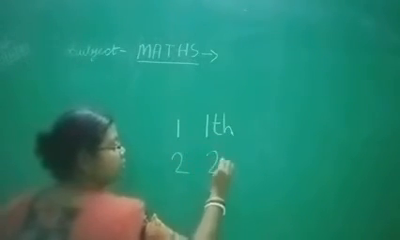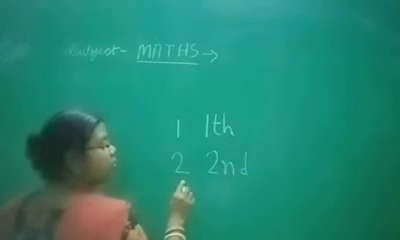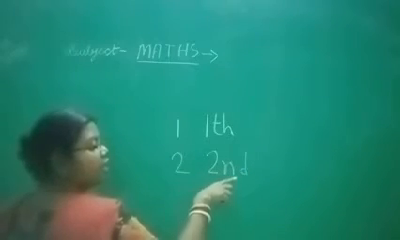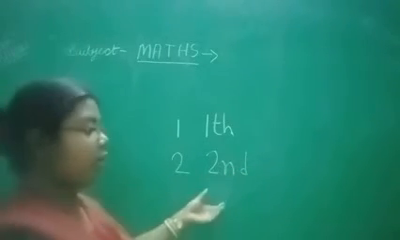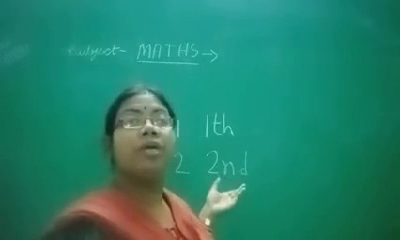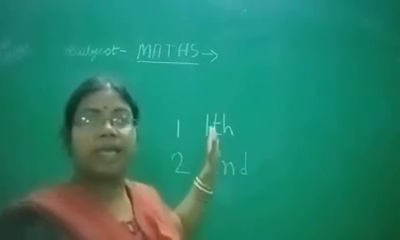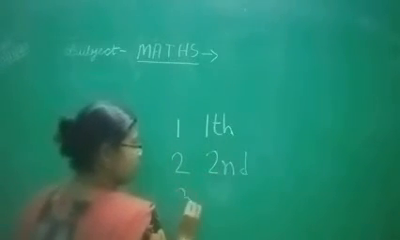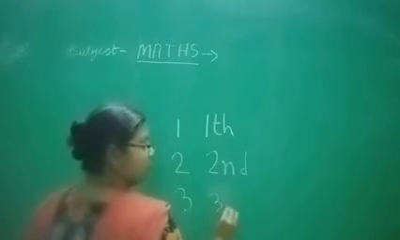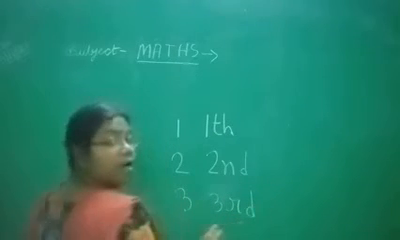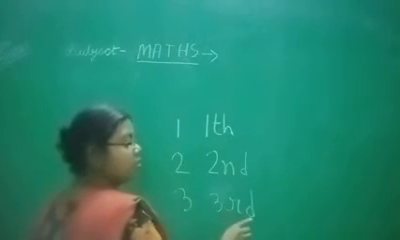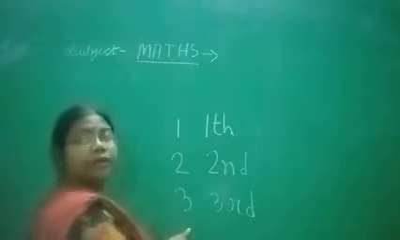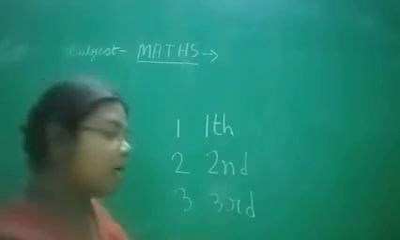Like 2 also. How will you write it? It is a simple 2, but here 2 is written with ND. It is said to be second. Since first, this is second. 3 with RD, how will we read it? Third. This is 3 and this is third.